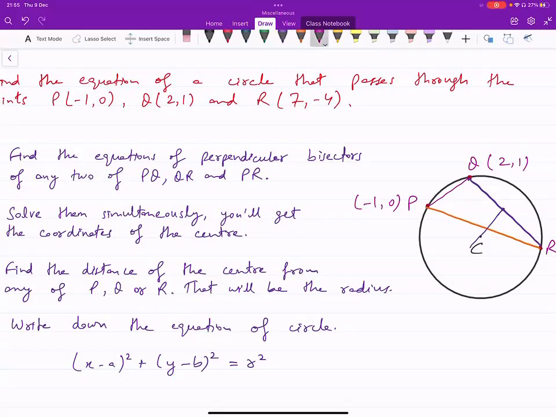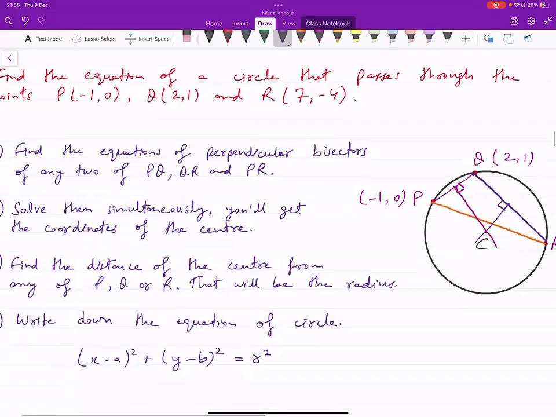And let's say PQ, you find their equations. You find the equations of these perpendicular bisectors, and then you solve them simultaneously, because इनके perpendicular bisectors के ऊपर आपका center lie कर रहा होगा. The point of intersection of these perpendicular bisectors is going to give you the center of the circle.